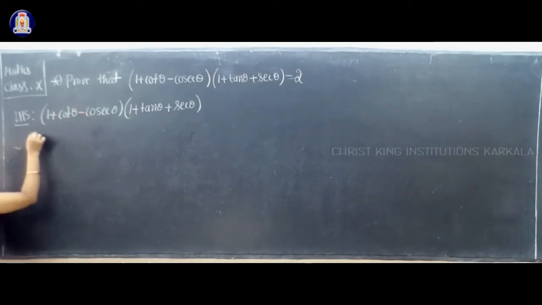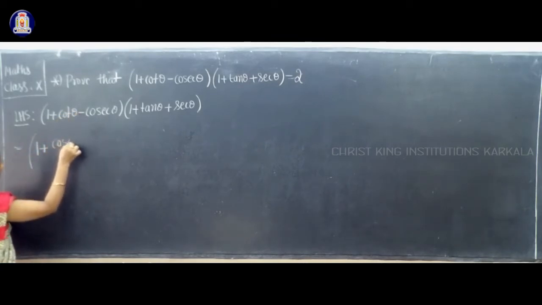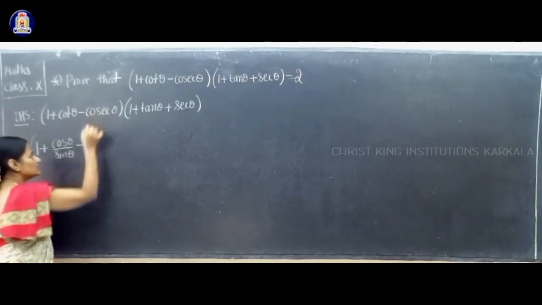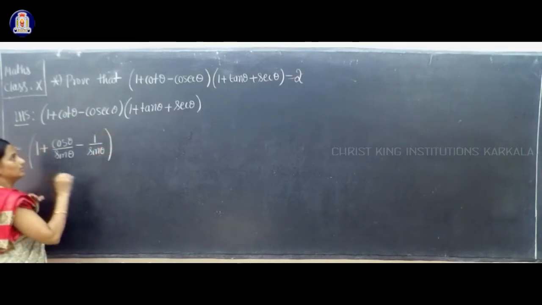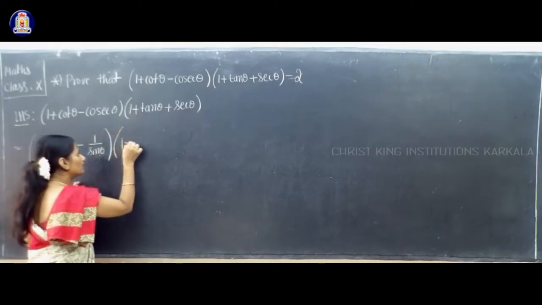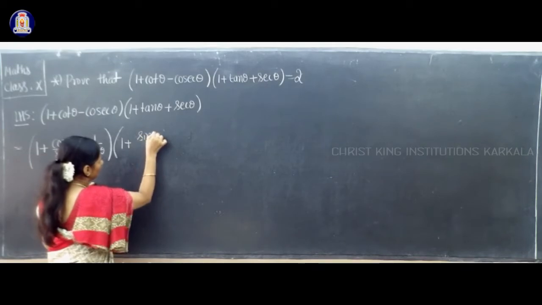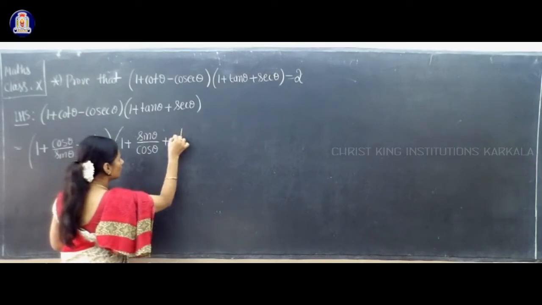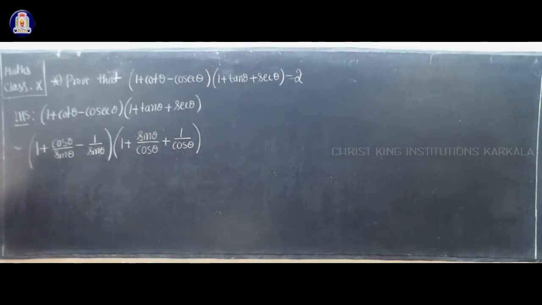So that is equal to 1 plus, the cot definition is what? Cos theta divided by sin theta, minus cosecant theta, which is 1 divided by sin theta, right? Into 1 plus, again use the definition of tan theta. Tan theta is sin theta divided by cos theta, plus secant theta, which is 1 divided by cos theta.